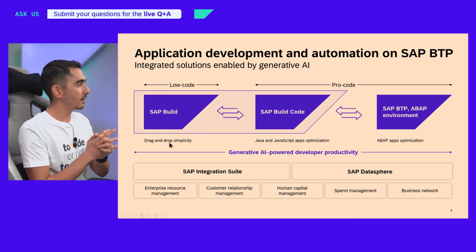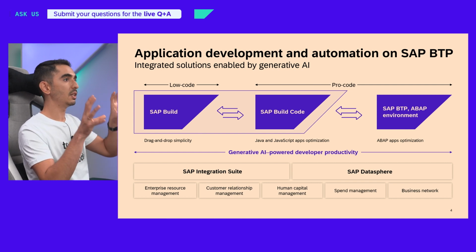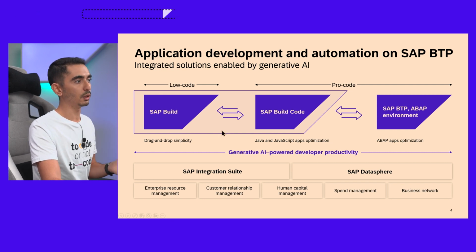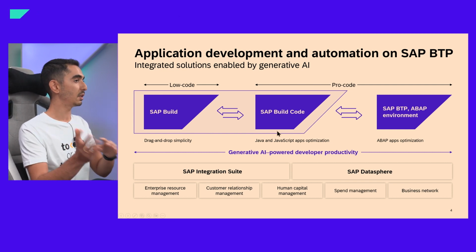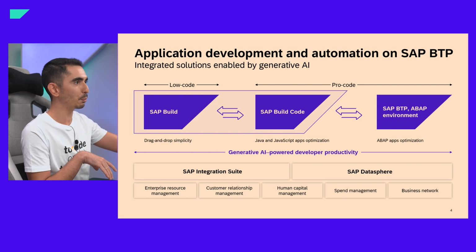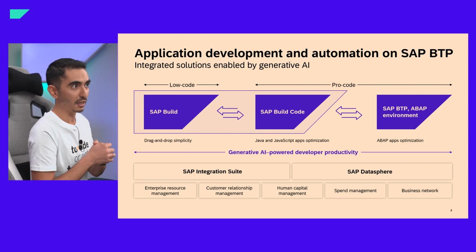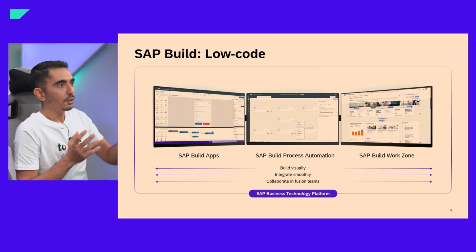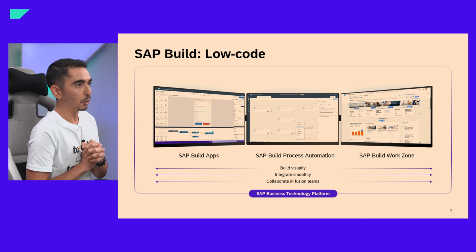And in this next slide, you can see that for the application development and automation on SAP BTP, we have SAP Build, SAP Build Code, and SAP BTP ABAP environment. But for today, we will be going to SAP Build, the no code, low code part, where most of the things are working in drag and drop simplicity. And there you go. This is our low code, no code SAP Build portfolio.